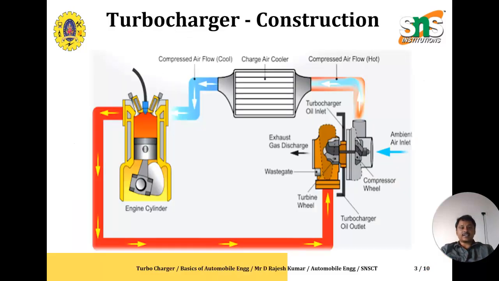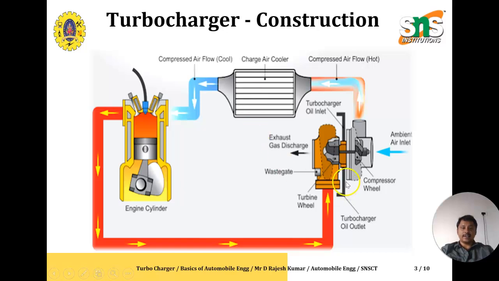So you can see the construction of a turbocharger. A turbocharger is coupled with the engine's unit. You can see the exhaust gas. This exhaust gas is used to actuate the compressor. So here you can see this turbocharger. The power is used to compress the air that is then cooled and then it is sent to the engine.